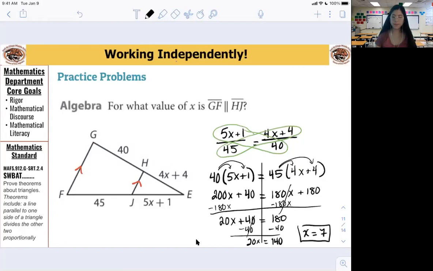X equals 7. So a little bit of algebra throwback, but at this point, this is something that everybody here should feel 100% comfortable solving, no issues at all. Questions on this one? If you don't, you're not practicing enough. But at this point, this is easy. You could do this in your sleep.